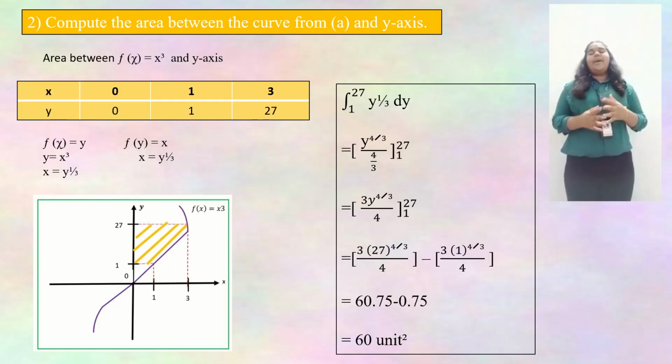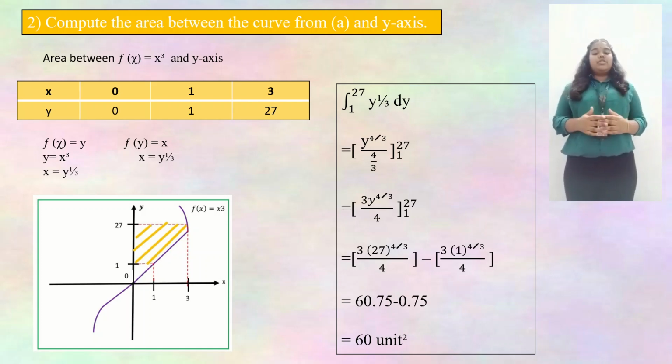Hello everybody, I'm Harini here. So now let's see how to work out the area between the curve from 2A and the y-axis. First of all, we must find the y value when x equals 0, x equals 1 and x equals 3. To find the y value, we must substitute the x value into the function of x, since the function of x is the same as the y value.